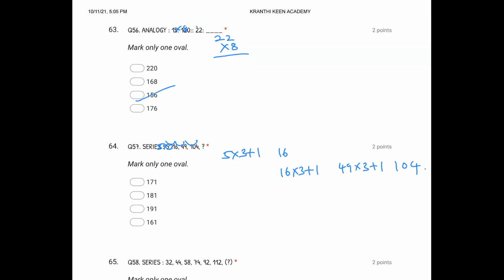Here, if you observe, 5 into 3 plus 1, 16. 16 into 3 plus 1, 49. 49 into 3 plus 1, 104? After that, what will you get? If you observe here, into 3 plus 1 does not work, then you have to go for another method.